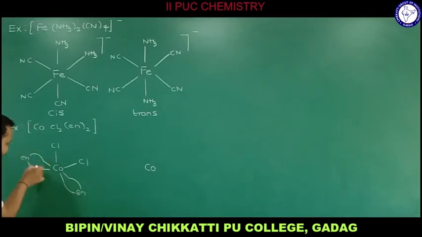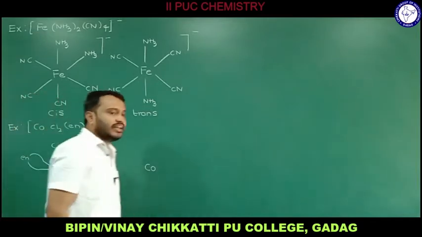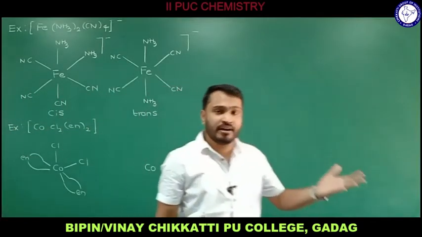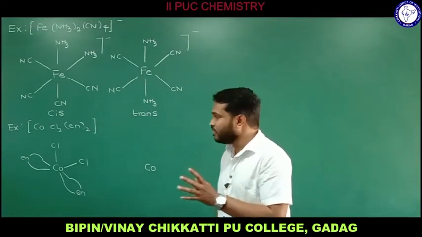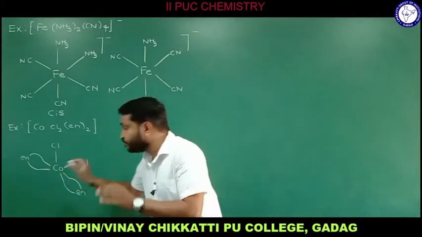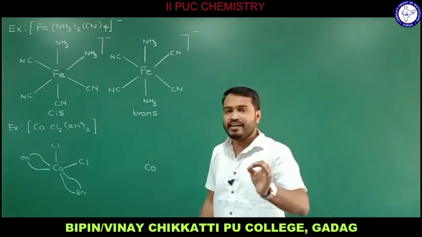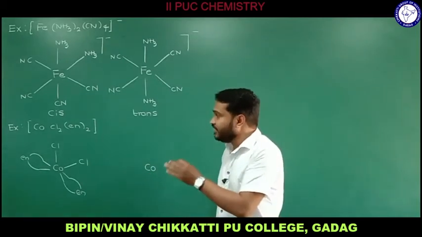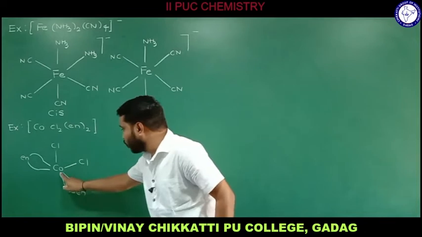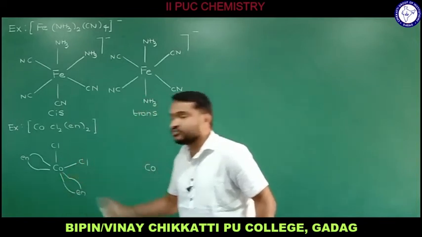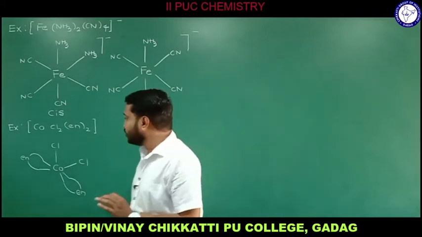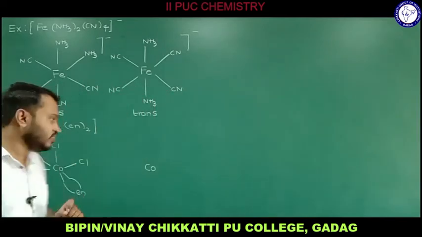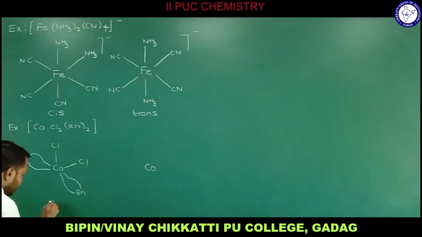What these lines indicate is that en is a bidentate ligand that donates 2 lone pairs of electrons towards the central metal atom. Therefore 2 lines are used to represent a bidentate ligand. In this example, en is a bidentate ligand, so instead of drawing a single line, I have drawn it in this fashion. Since the Cl are adjacent and the en are also adjacent, this belongs to the category of cis isomer.